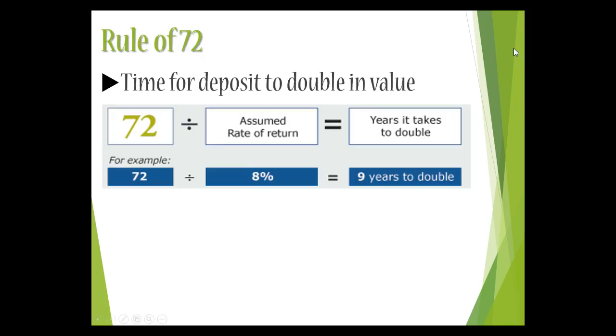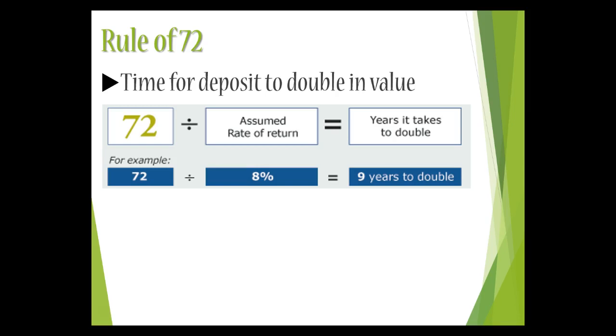The other aspect of returns that we want to look at is this idea of the rule of 72. How long would it take for a deposit to double in value? And this formula is very simple. It's 72 divided by the assumed annual rate of return will tell us how many years it takes to double. So if we have an 8% rate of return, or if we were getting 8% interest, then it would take us 9 years at 8% every single year for our initial deposit to double in worth.